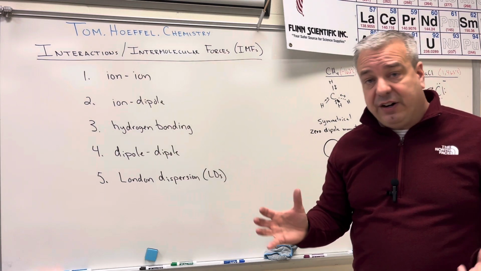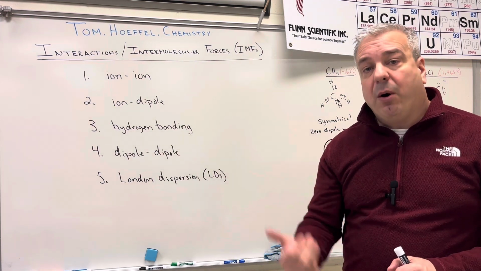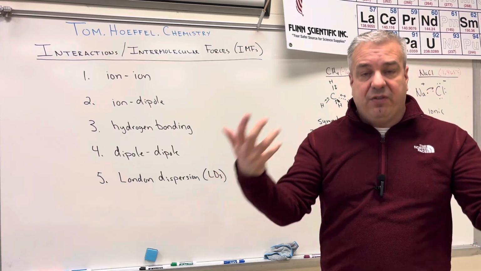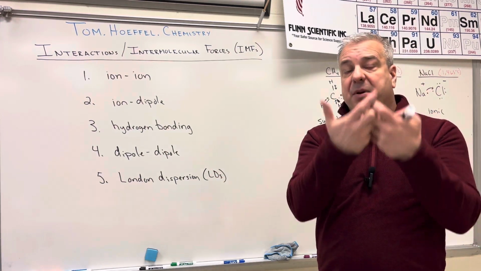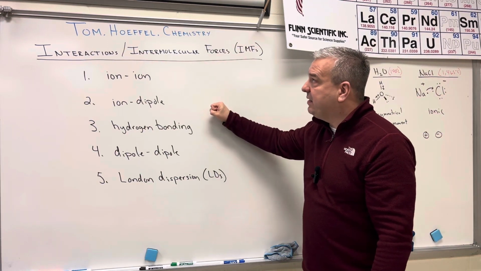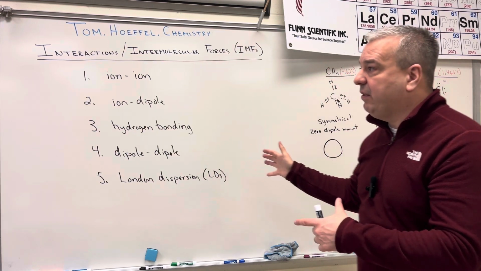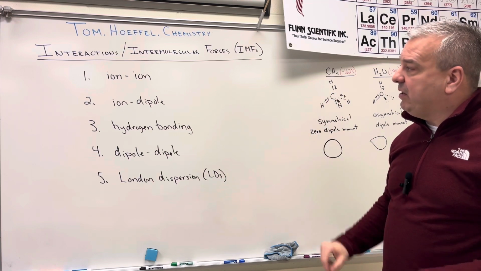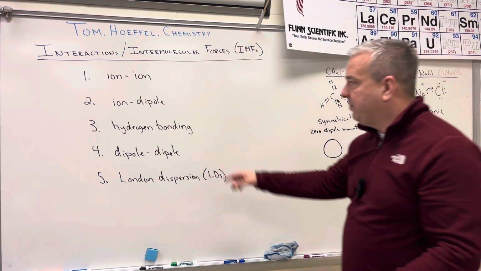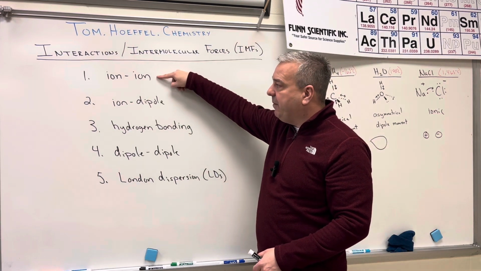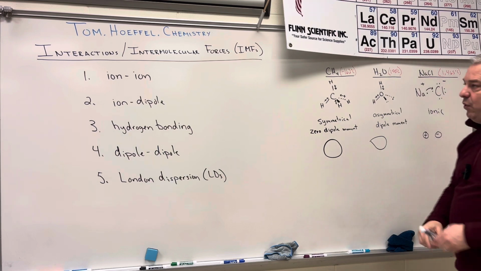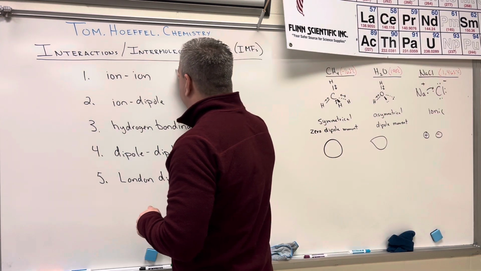And the story is very simple. The more positive and negative your items are, the more the attraction is going to be between those things. So let's go ahead and go through each of these different types of intermolecular forces, and then we're going to talk about what's going to increase their magnitude. The easiest one to talk about is ion-ion. So we're talking about something that looks like sodium chloride. Sodium chloride would be an example.